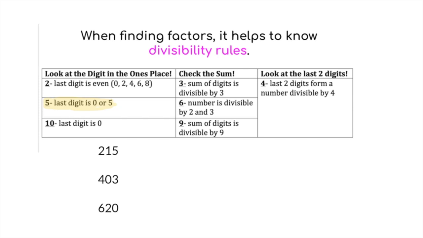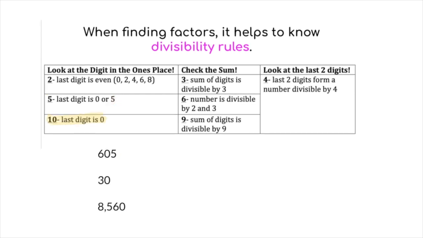Now let's take a look at the rule for 5. If a number is divisible by 5, it will end in a 0 or a 5. Let's take a look at some examples to tell if they are divisible by 5. The first number, 215, ends in a 5, so it is divisible by 5. The next number ends in a 3, which is not a 0 or a 5, so 403 is not divisible by 5. Our last number ends in a 0, so it is divisible by 5, because if it is divisible by 5, it needs to end in a 0 or a 5. So 620 is divisible by 5.